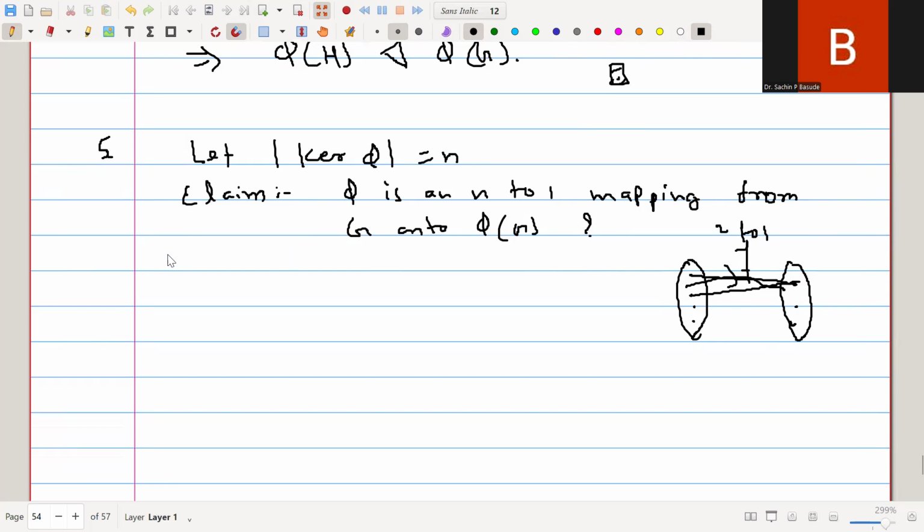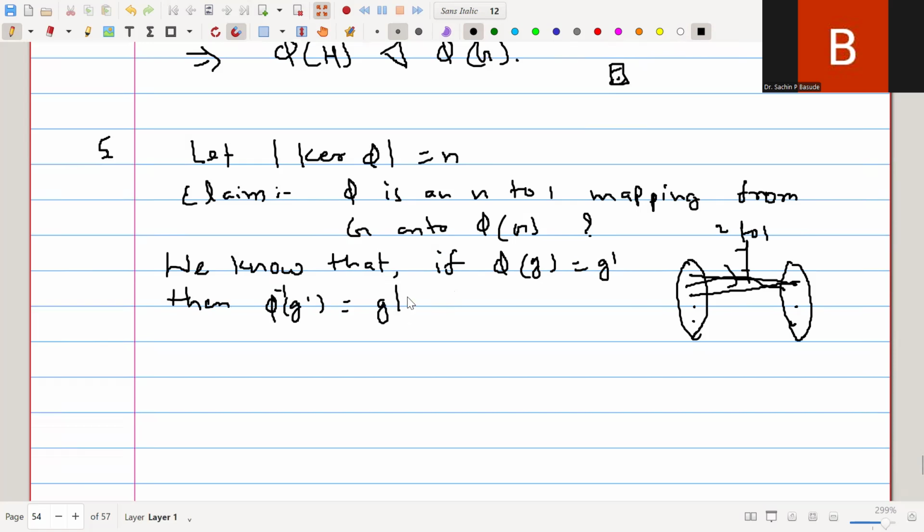We know that if phi of g equals g dash, then phi inverse of g dash is g into kernel of phi. This is the left coset of the kernel. But for the kernel, there are n elements, so for elements of the kernel, we have n possibilities.